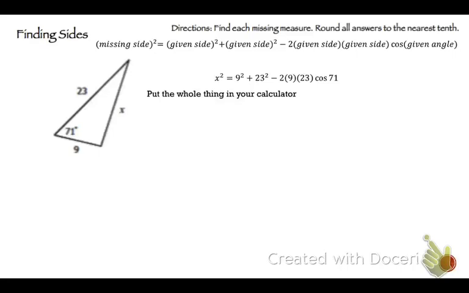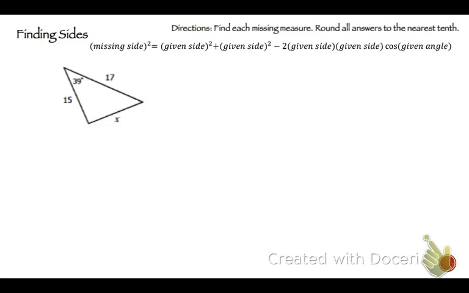But, okay, put that whole thing into your calculator, and you'll get x squared equals 475.2147841. Then we just have to square root both sides to get the x by itself, and you get 21.8. So x equals 21.8. Okay? Let's go to this next one.